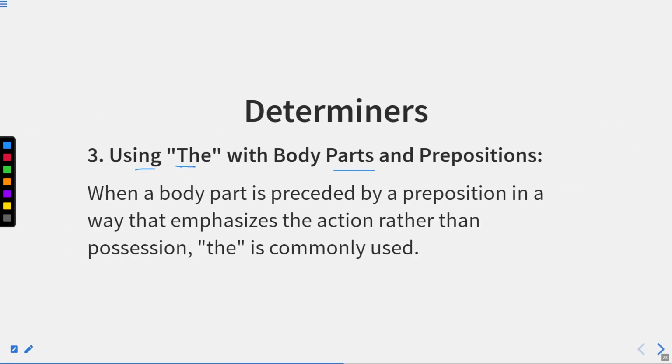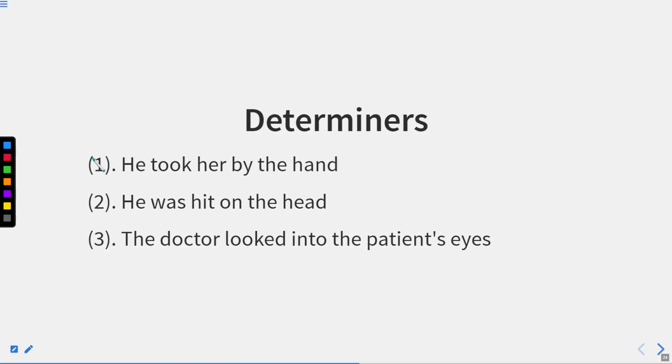Now, using the with body parts and prepositions. So, how can we use the before body parts? Is there any case? Yes, of course. Now, let us see. When a body part is preceded by a preposition in a way that emphasizes the action rather than position, the is commonly used. Now, what does this mean? Suppose there is a preposition before the body part, and we are emphasizing the action of that particular body part. So we can use the before it. Let us see some examples.